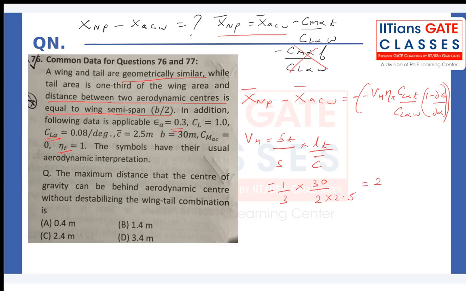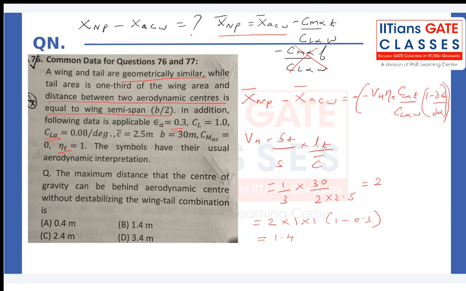So just substitute all the terms. We get 2, eta tail is 1, Cl alpha tail and Cl alpha wing are both the same. So 1, then 1 minus 0.3. So I'm getting 1.4. Now, I'm not sure who brought this question. Do you know what the right answer is to this question?